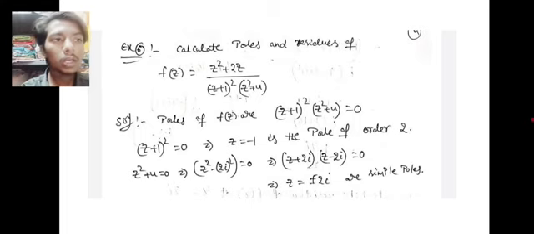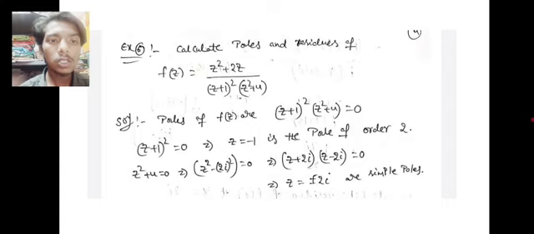First of all, we have to write the poles of f of z: (z plus 1) whole square into (z square plus 4) equals 0. We have to separate these two terms, each equal to 0. So (z plus 1) whole square equals 0, so the z value becomes minus 1. It is a pole of order 2, and the next is z square plus 4 equals 0.